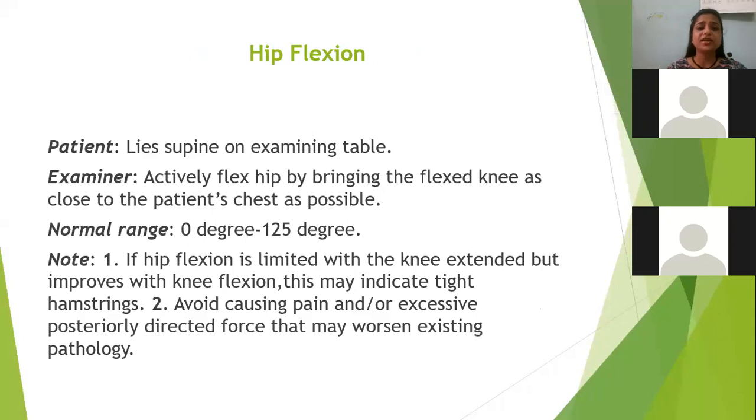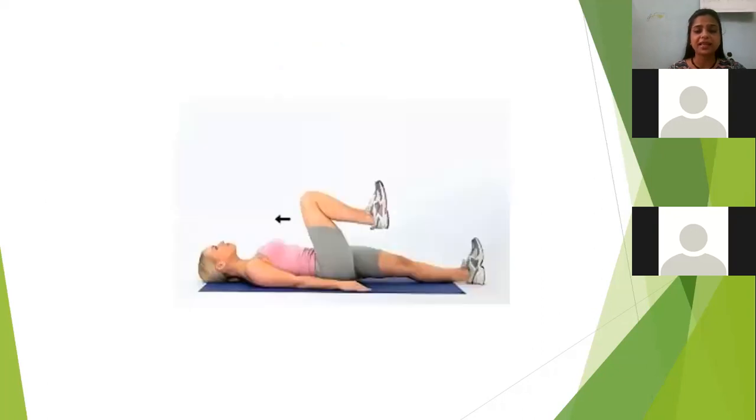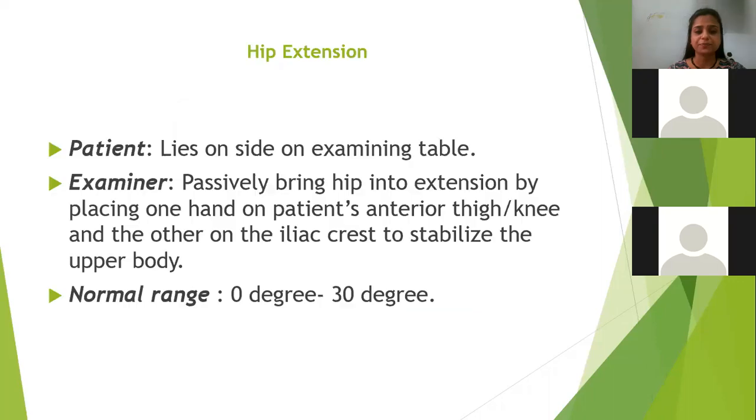Then the hip flexion: the patient lies supine on the examining table. Actively flex the hip by bringing the flexed knee close to the patient's chest. So the normal range will be 0 to 125 degrees. At this point, if the hip flexion is limited with knee extension but improves with knee flexion, this may indicate tight hamstrings. Avoid causing any pain or excessive posteriorly directed force that can worsen the pathology. Like this, you have to flex the knee.